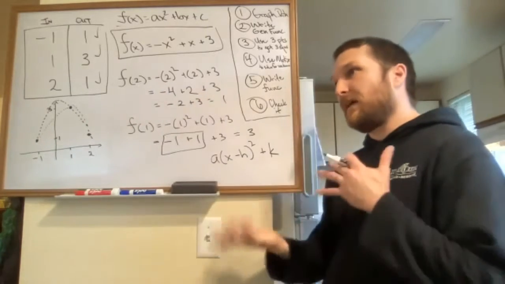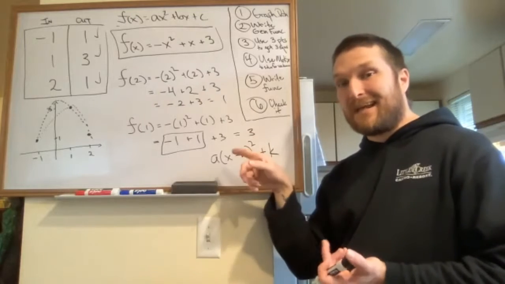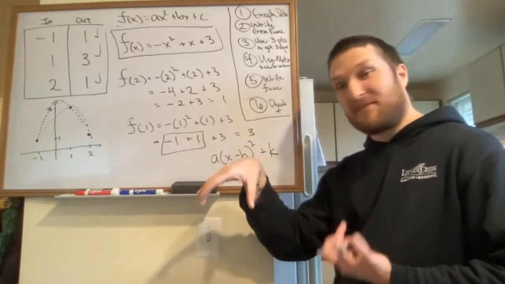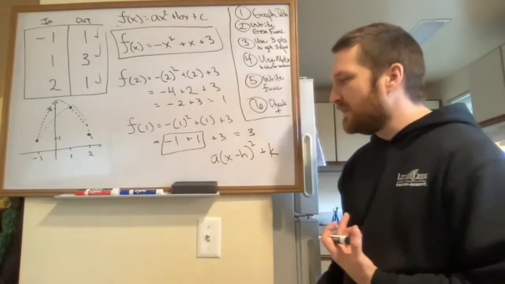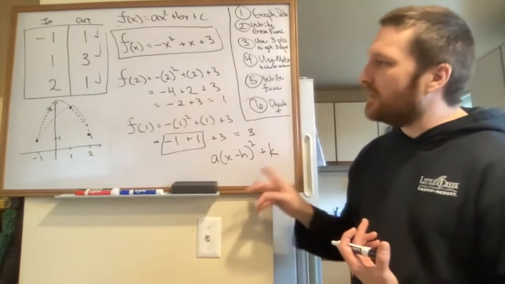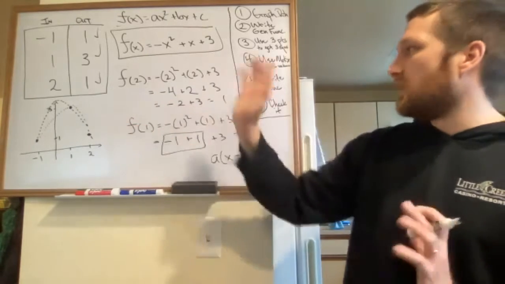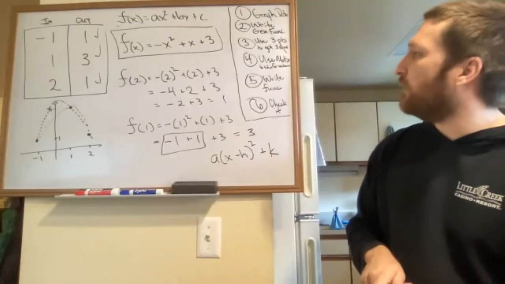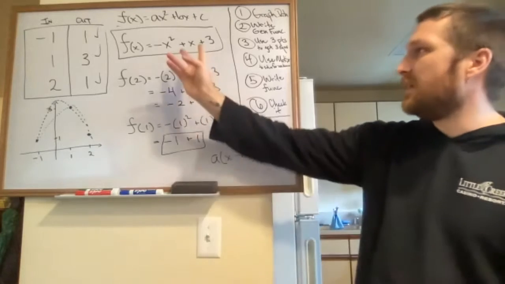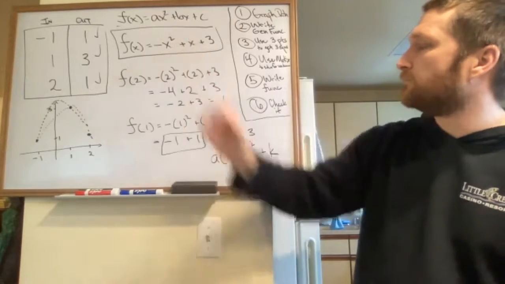In fact, they are the same thing. If A is negative, it's a downward facing cup. If A is positive, it's an upward facing cup. So I knew that something wasn't right. And so, okay, at any rate, this is it. This is what we're looking for right there.